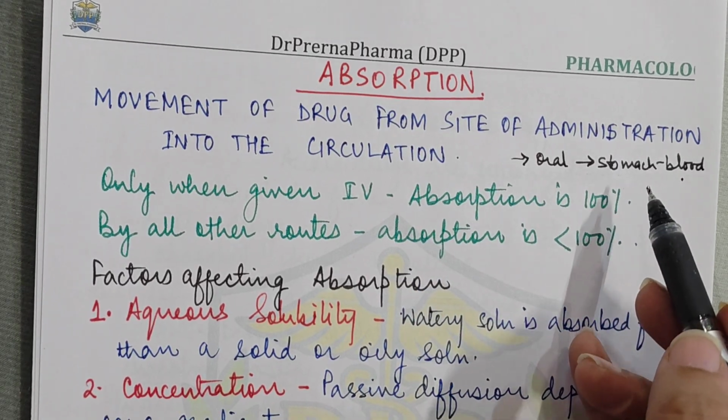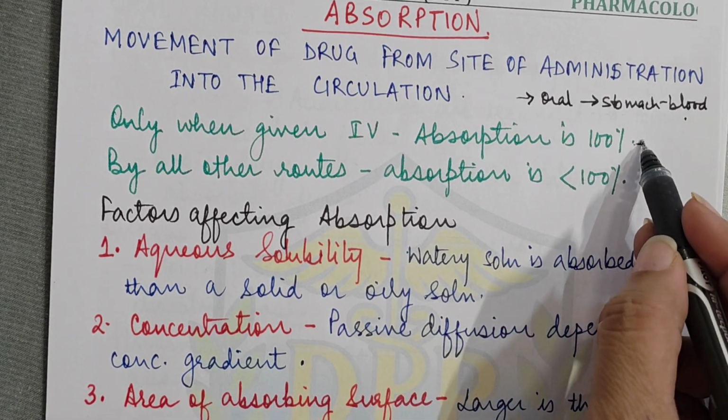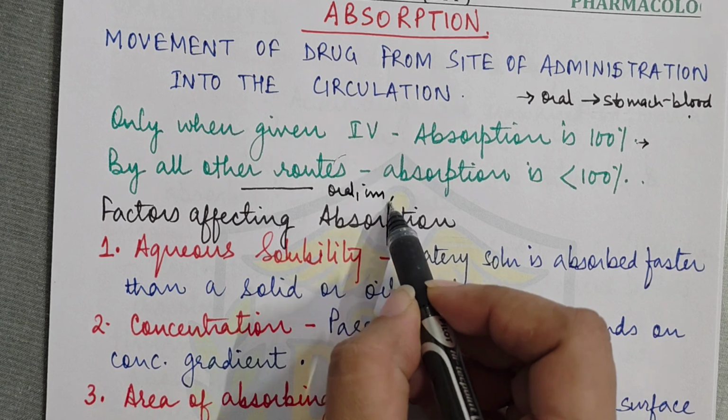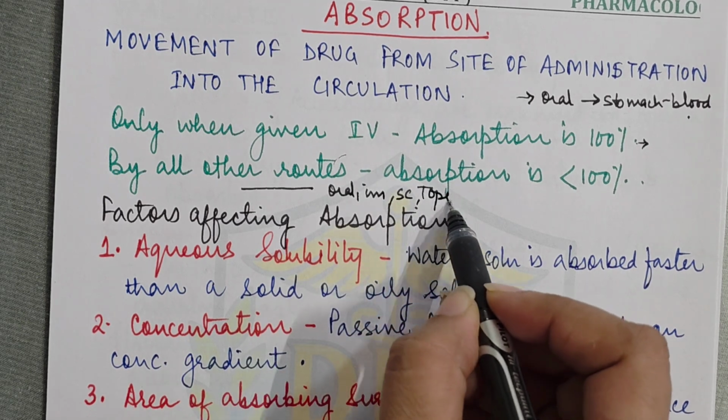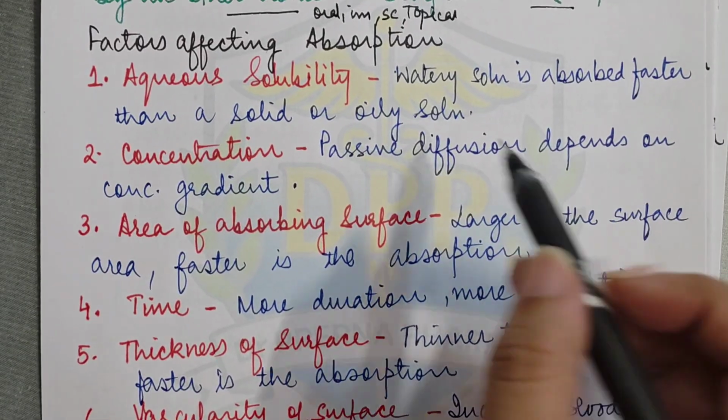That is absorption. Now, only when the drug is given intravenously, the absorption is found to be 100%. But if it is given by other routes like oral or intramuscular or subcutaneous or topical, then the absorption is less than 100%. So let us see what are the factors which affect the absorption.